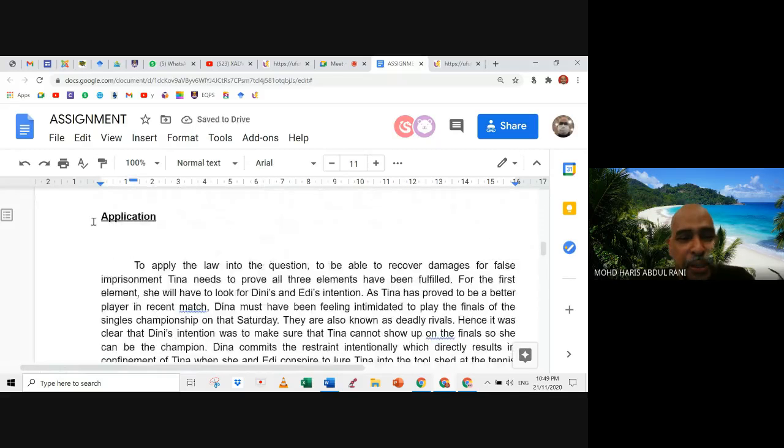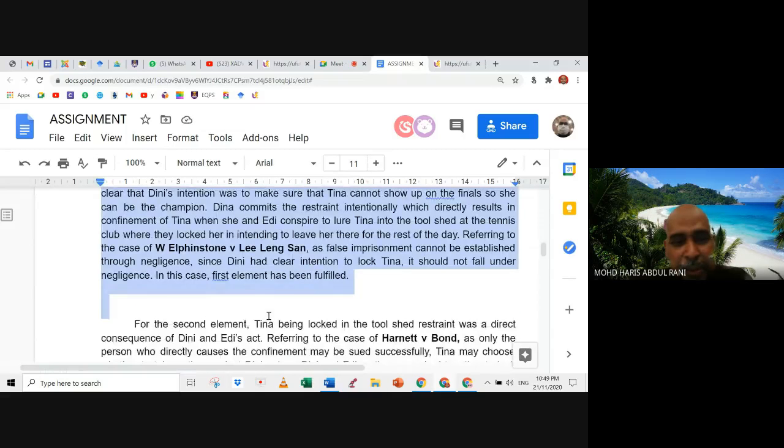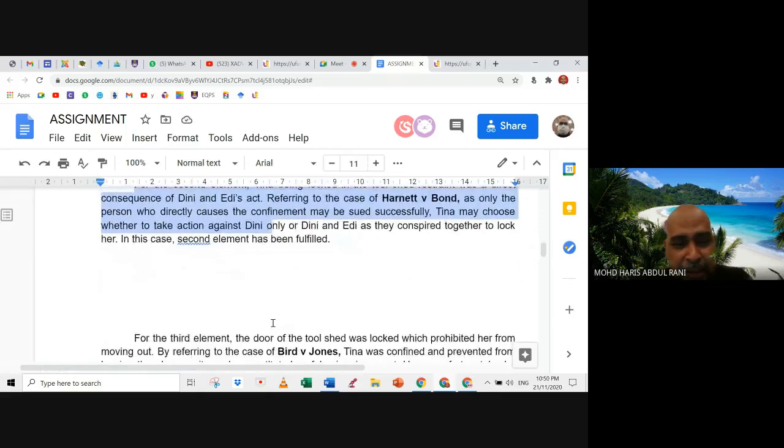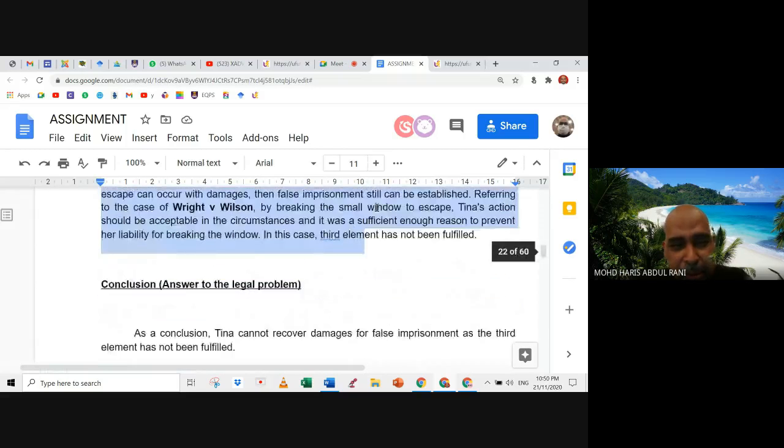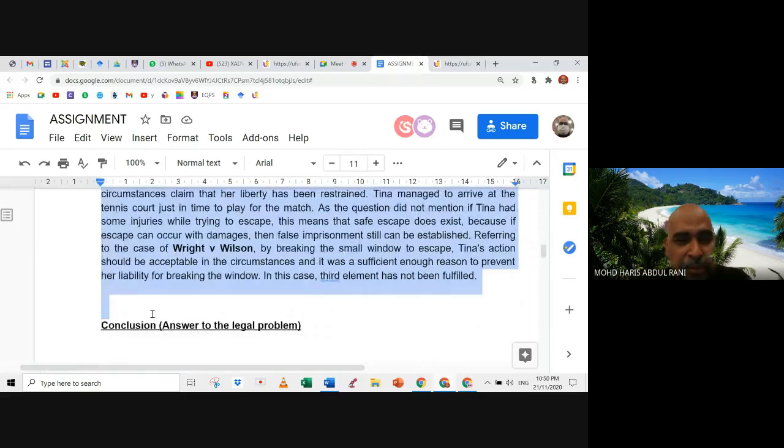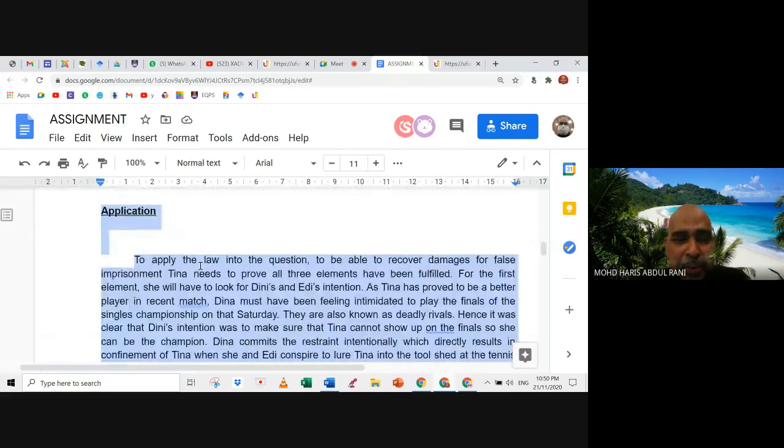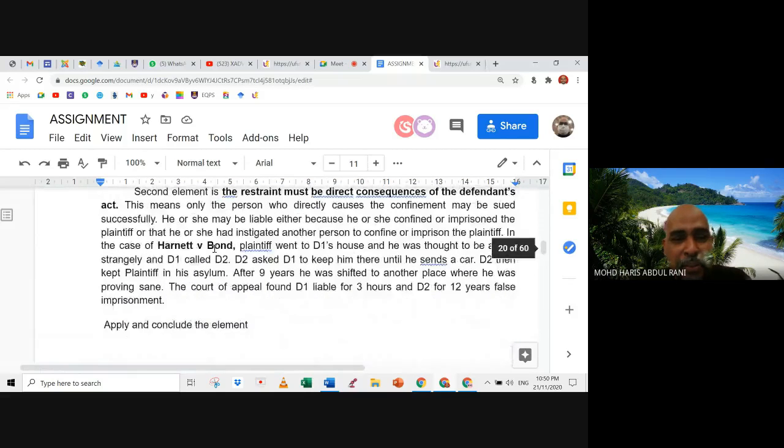And you buat tak ada application lagi dah, sebab application dah buat tadi kan. Then you go straight to the answer, conclusion. Okay. All this highlighted ni hilang lah. Sebab apa? Sebab dia ada dekat in between the element.